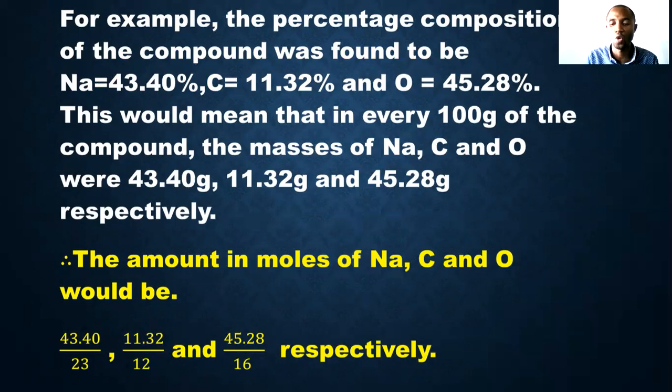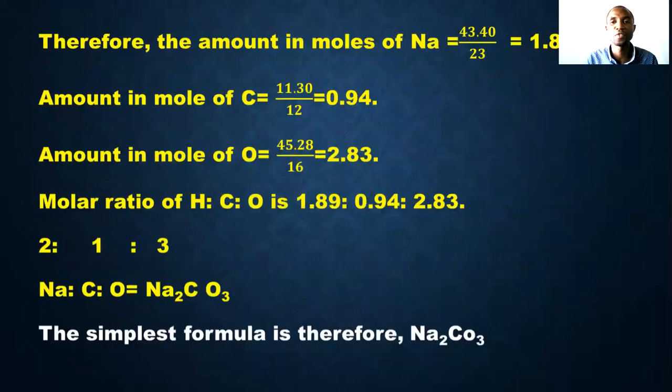If you divide, you are going to have them this way. Sodium, when you divide it, you are going to have 1.89. That is the amount in mole. The amount in mole of carbon will now be 0.49. The amount in mole of oxygen is going to be 2.83. If you have gotten this, the next thing you are going to do is divide all of them by the smallest number.